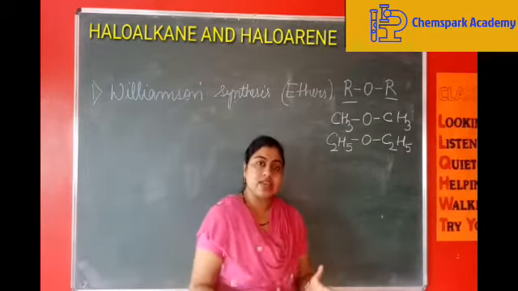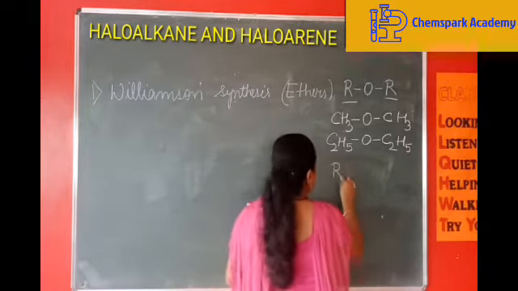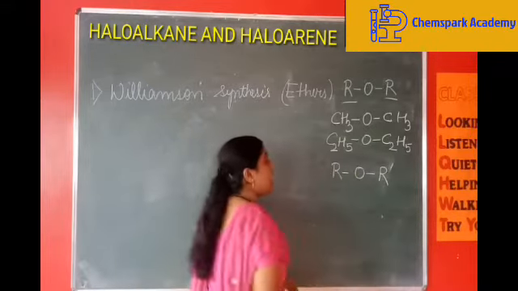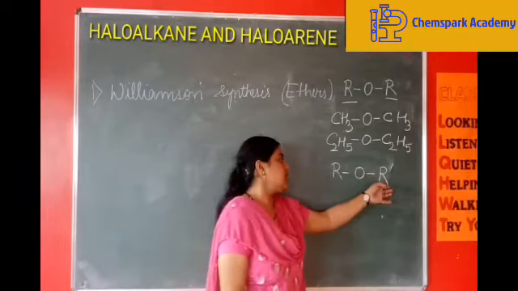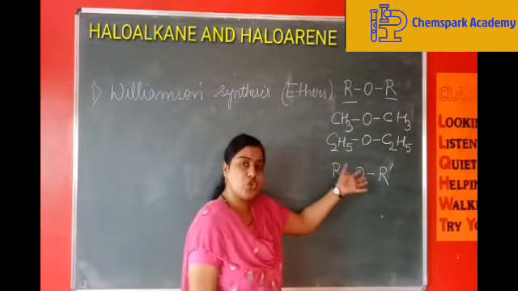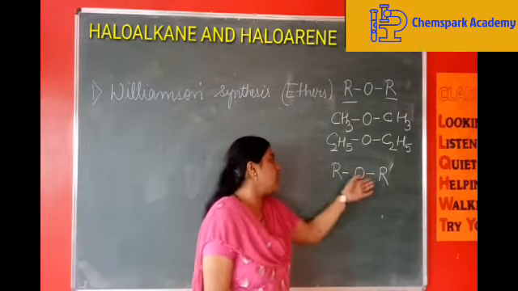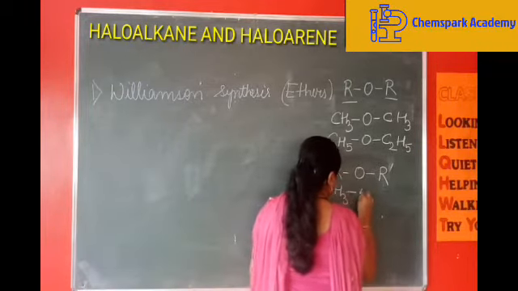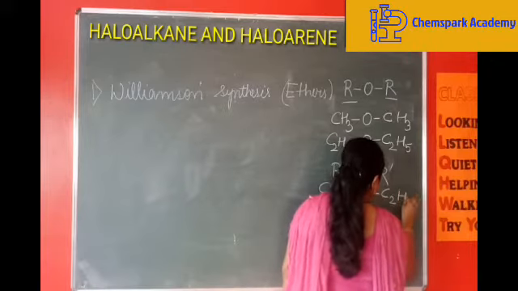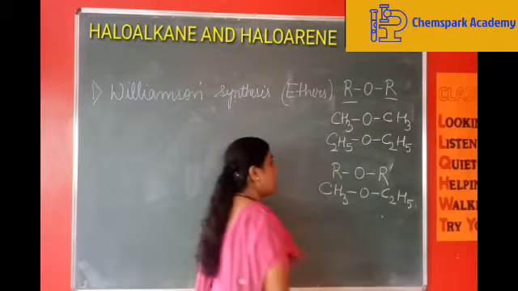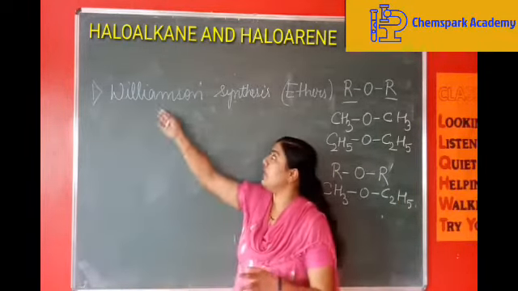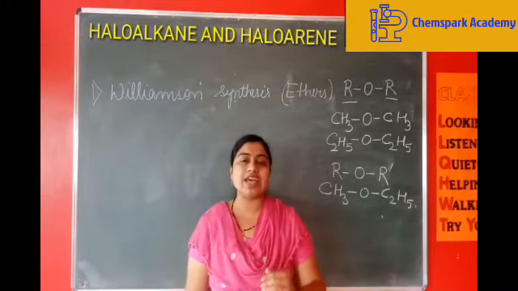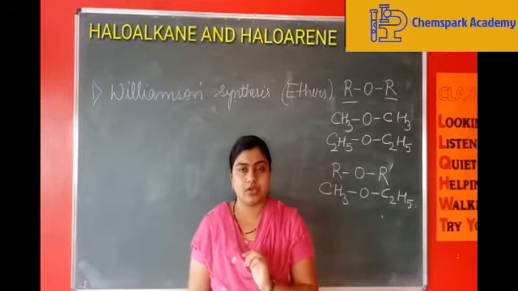If I talk about asymmetrical ethers, they are denoted by R, O, R dash. This R dash distinguishes this alkyl group from this one, that is, it shows that this alkyl group is different from this one. To take an example, we will have CH3OC2H5. By this Williamson synthesis, we can prepare both symmetrical as well as asymmetrical ethers.